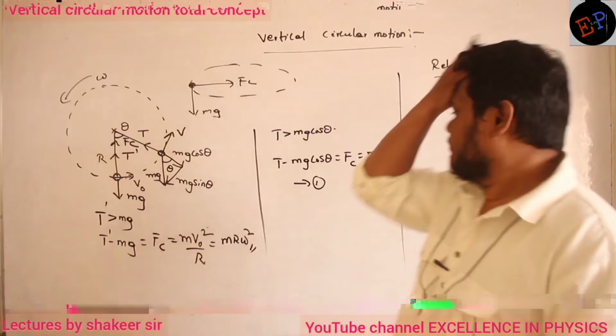So I have to equate the tension to 0. What is the equation for tension? mu square by L minus 2mg plus 3mg cos theta.